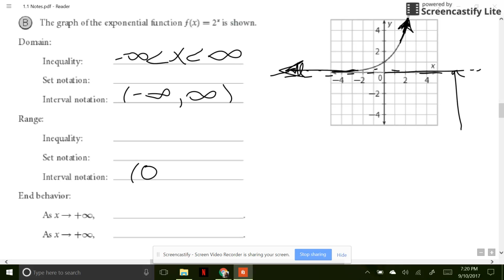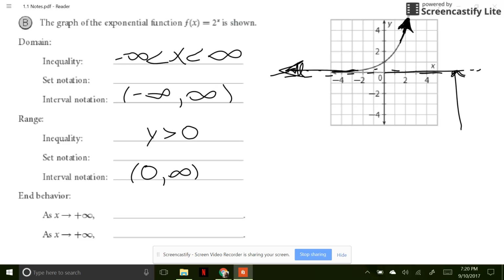And then as we continue looking vertically up, again, we've got those arrows up here showing us it's continuing on forever up into positive infinity. So this is our range, our possible y values that exist. They exist from 0 to infinity. If we want to write that as an inequality, we could say y is greater than 0. 0 is the smallest, and we go up into positive infinity.